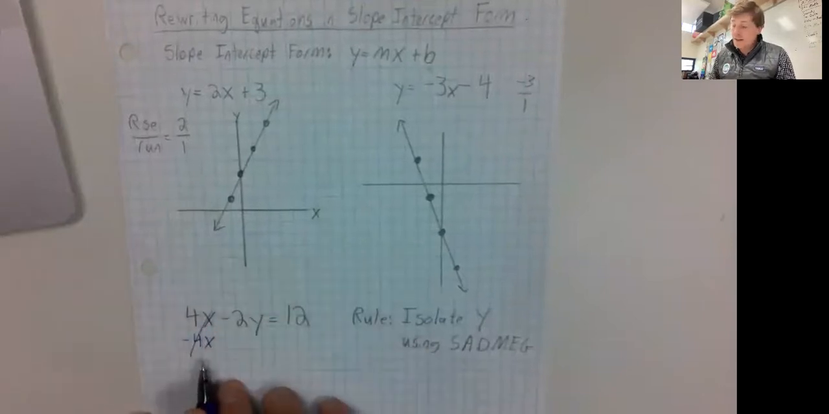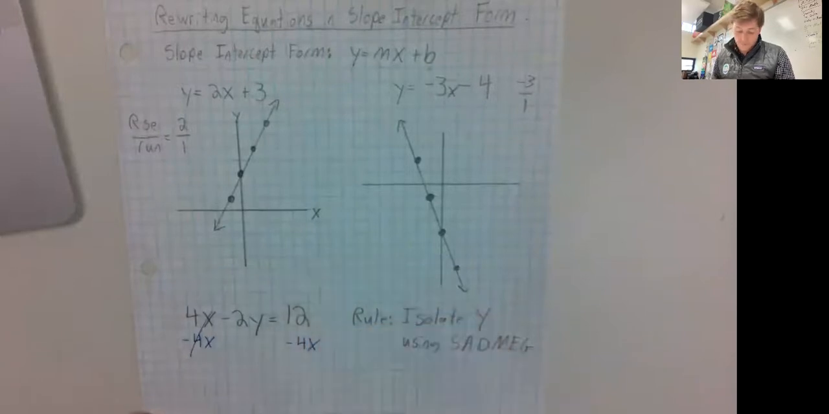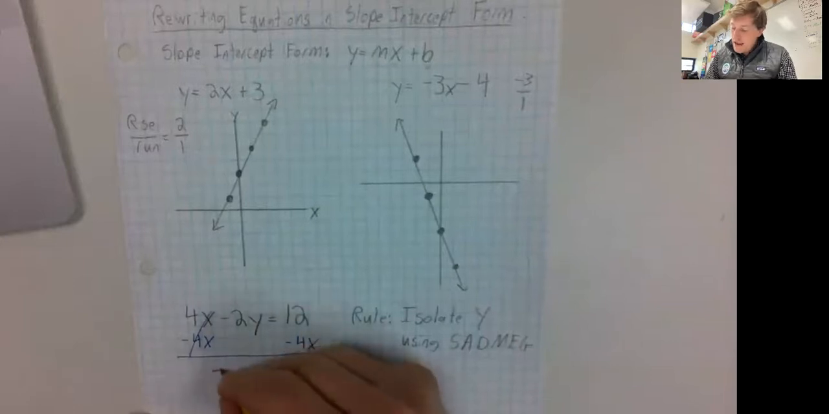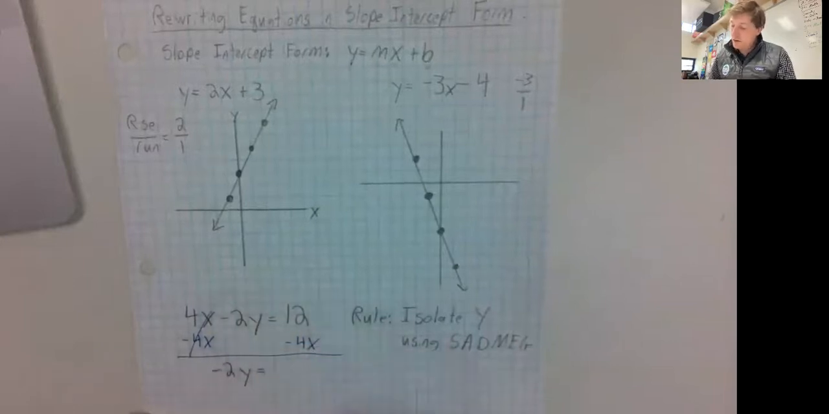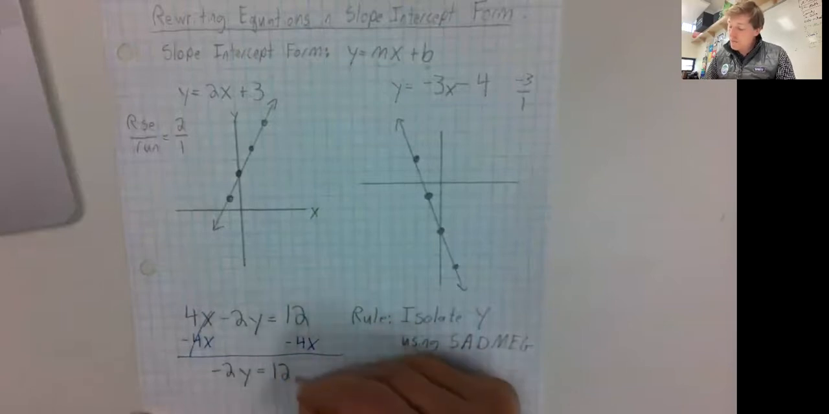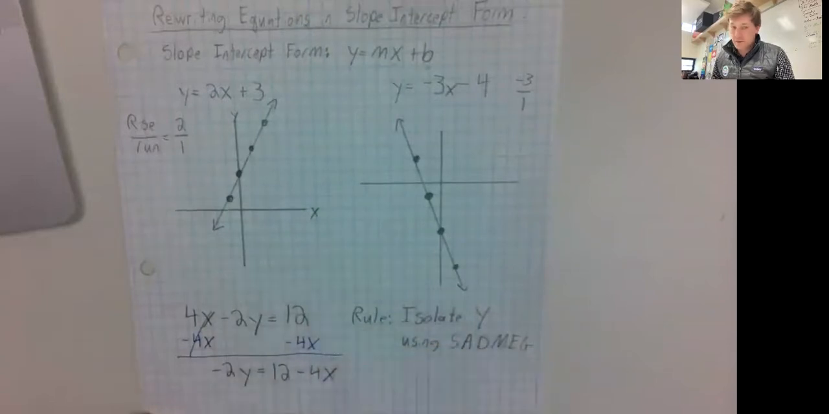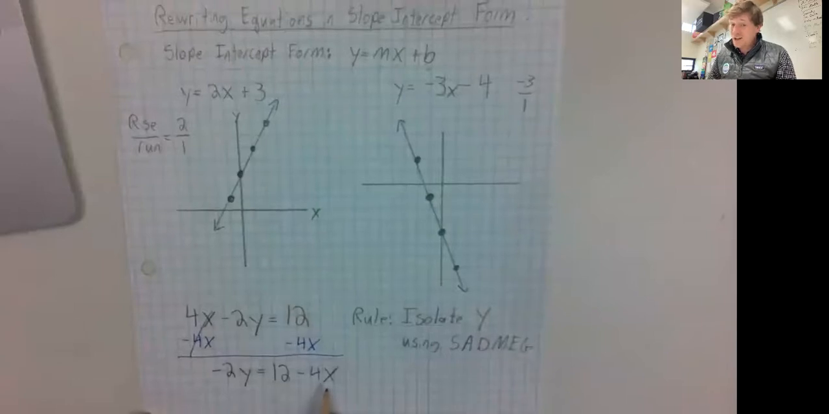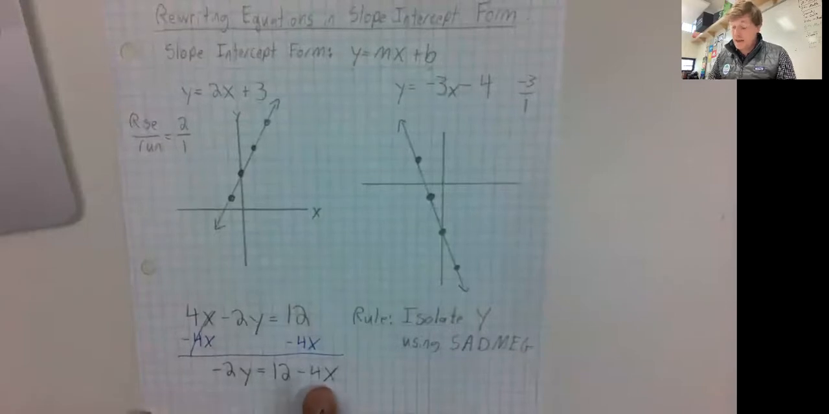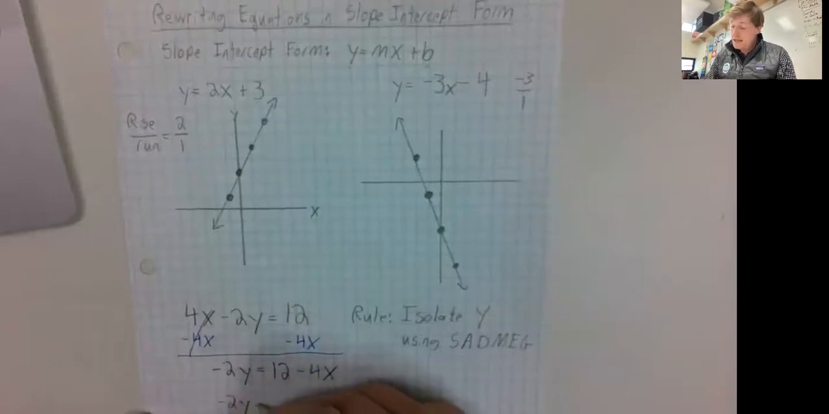But if I take 4x away from the left side, I've got to do that to the right side. And I'm left with -2y equals, and I could write this as 12 minus 4x. Since I'm going for slope-intercept form, the x term always comes first. So I'm going to flip these around, making sure I keep track of that negative sign. So -2y equals -4x plus 12.